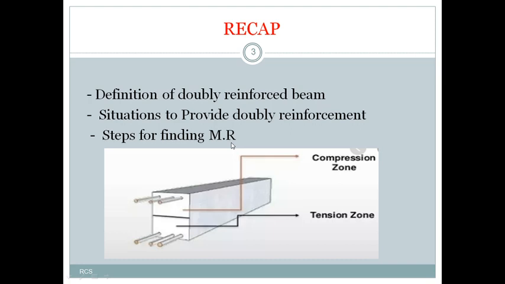First of all, we have to calculate FSC. What is FSC? It is the stress in the compressive steel. The stress induced in the compressive steel can be calculated based on the d dash by d ratio. What is d dash? d dash is the effective cover provided in the compressive zone, and d is the effective depth. From that ratio we calculate FSC.